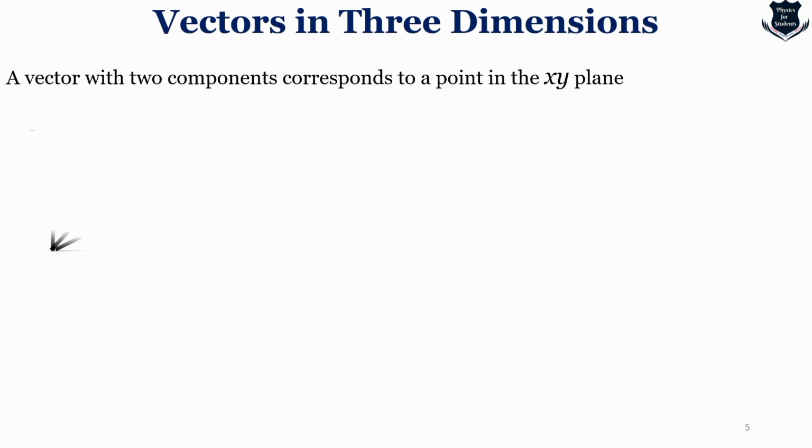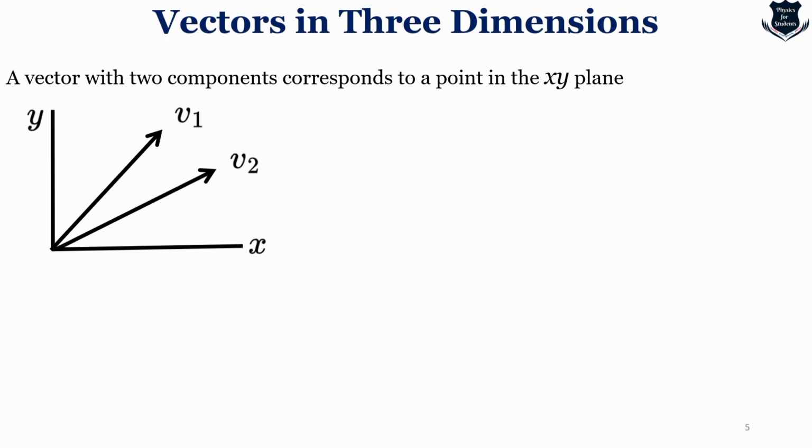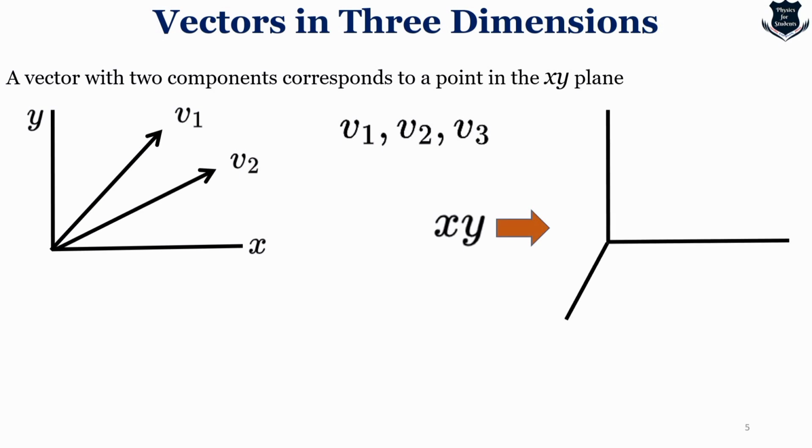Okay, so now you see a vector with 2 components corresponds to what we call an xy plane. The components of v are the coordinates: x equals v1 and y equals v2. And the arrow ends at the point v1, v2 when it starts from the origin 0, 0. So now we see a new set of vectors, v1, v2 and v3.